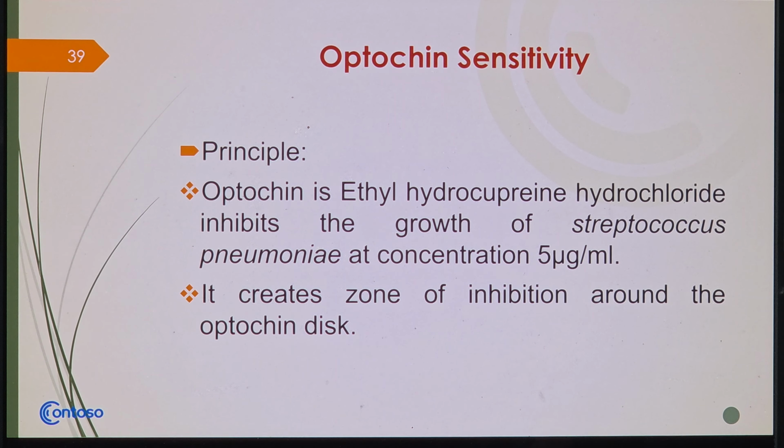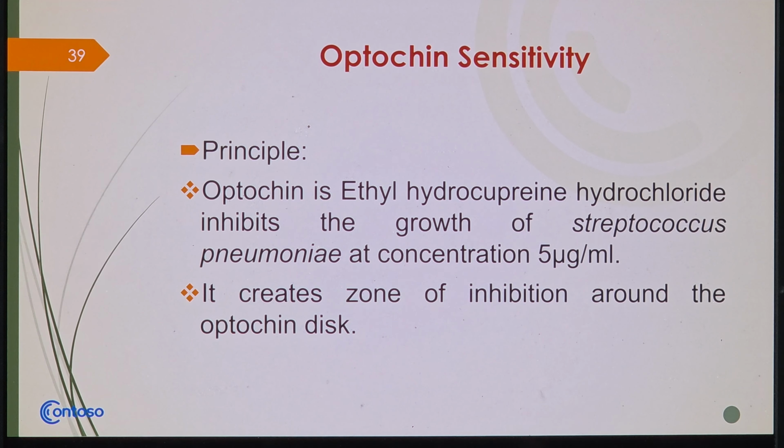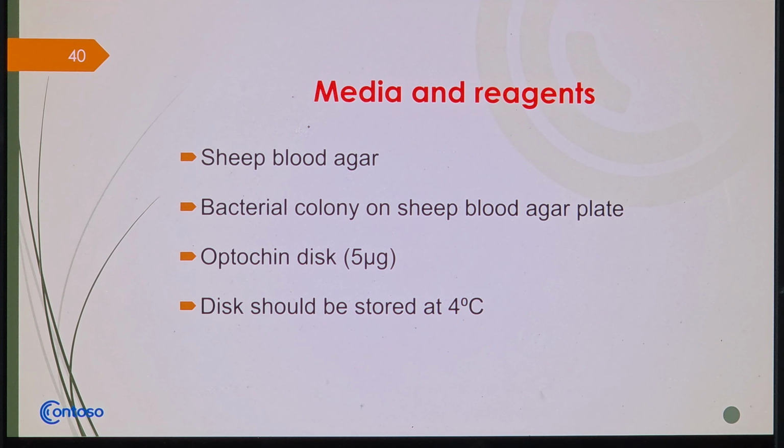Optochin sensitivity. What is the principle? Optochin is ethyl hydrocupreine hydrochloride, which inhibits the growth of Streptococcus pneumoniae at a concentration of 5 microgram per ml. It creates zones of inhibition around the optochin disc. Media and reagents: first sheep blood agar, bacterial colony on the sheep blood agar plate, optochin disc 5 microgram. The disc should be stored at 4 degrees centigrade.